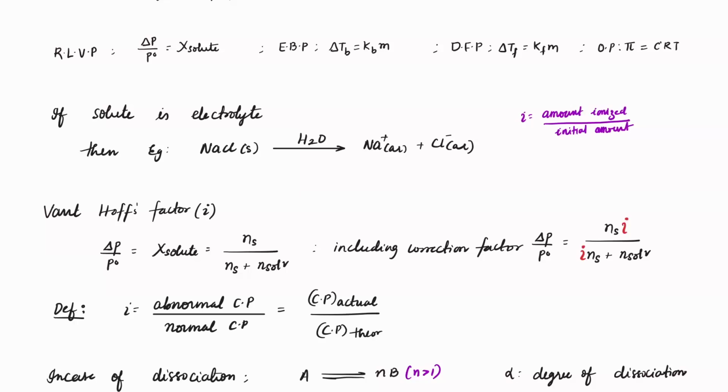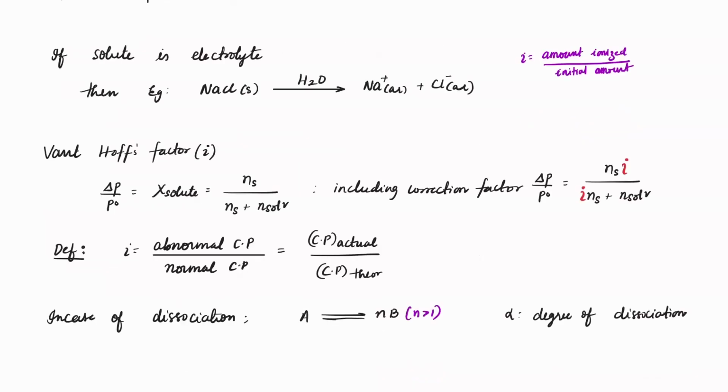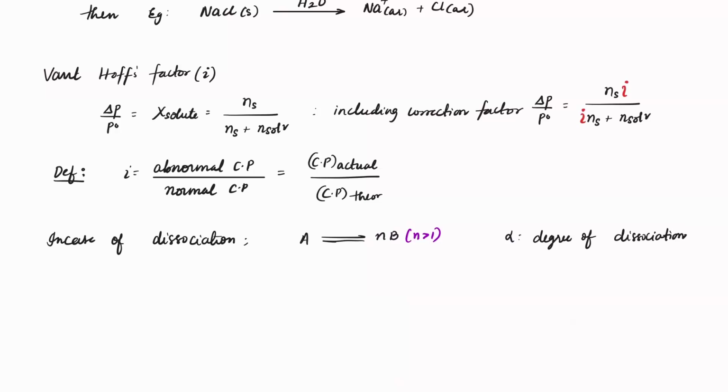Got it? Hence, to account for this change, we need to make a correction in our formula. That correction is done by something called the Van 't Hoff factor. Okay, the Van 't Hoff factor is I.